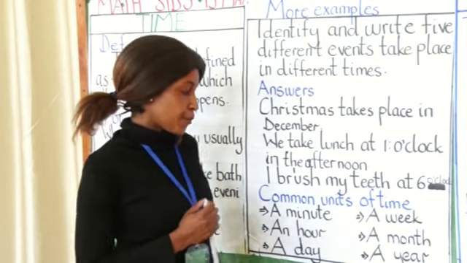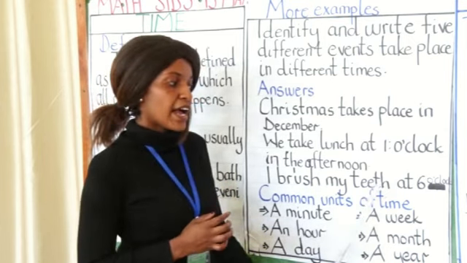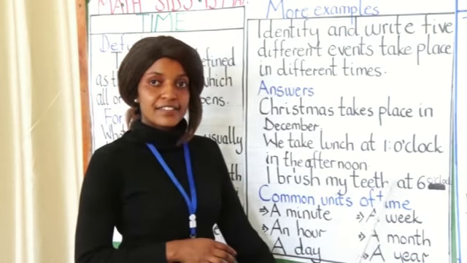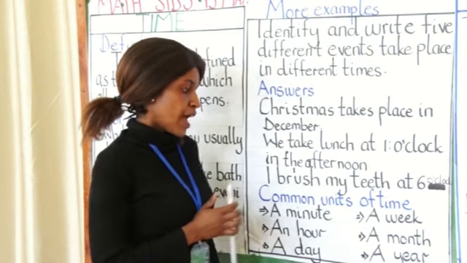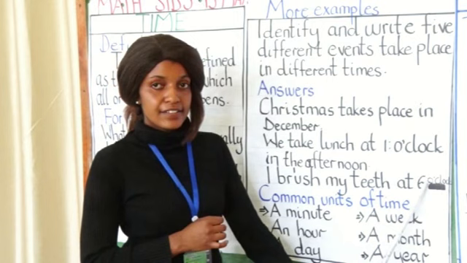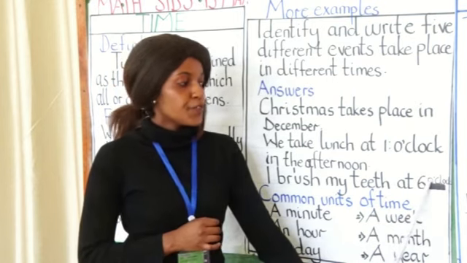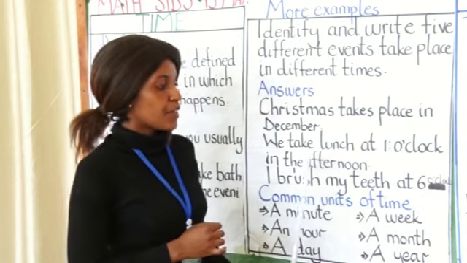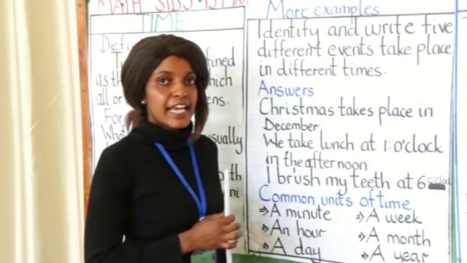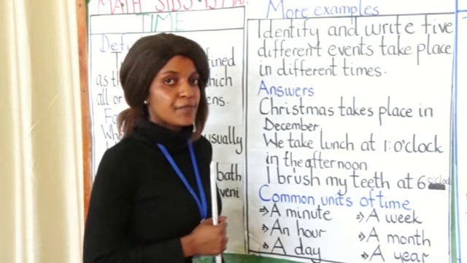Also another example, I brush my teeth at 6 o'clock. I brush my teeth is an event, while at 6 o'clock is a time. So all these examples show us how different events take place at different times.